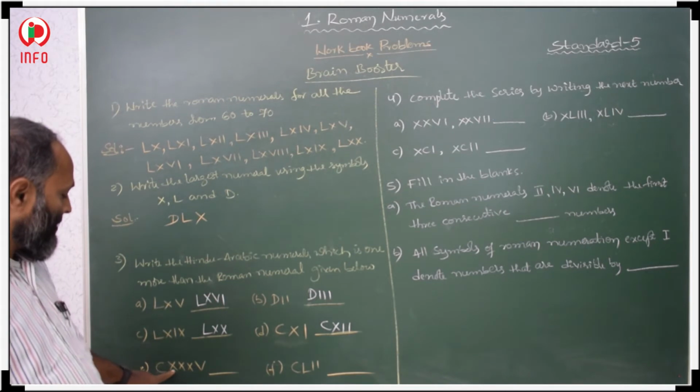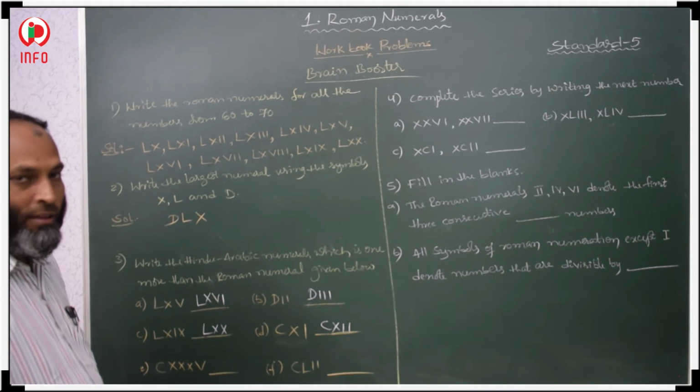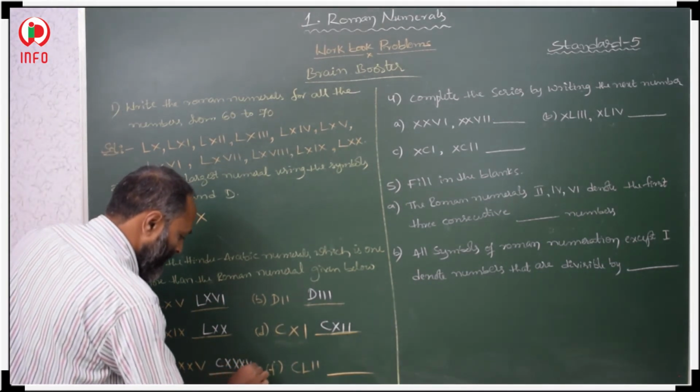One more number we have to write. C is 100, then 110, 120, 130, 135. Now we have to write 136. One more: CXXXVI.